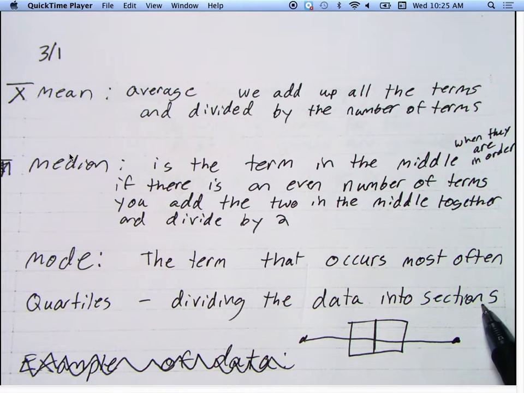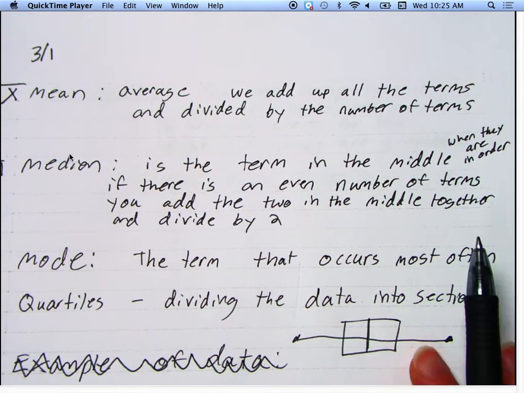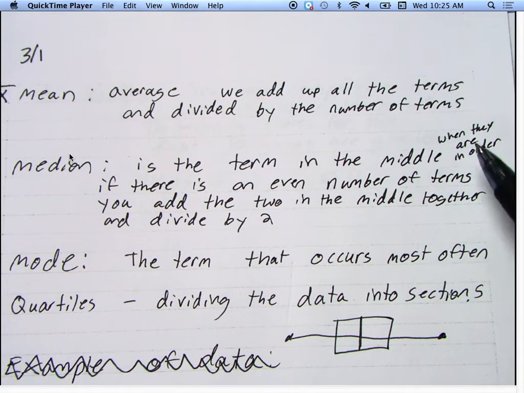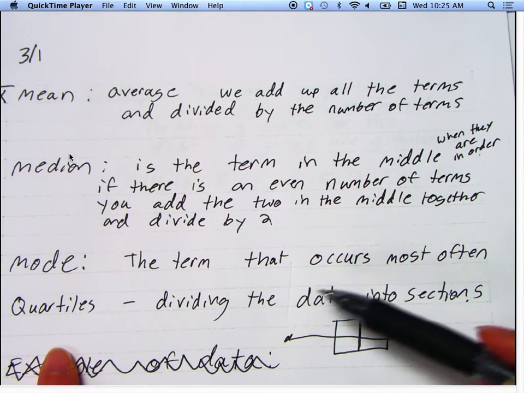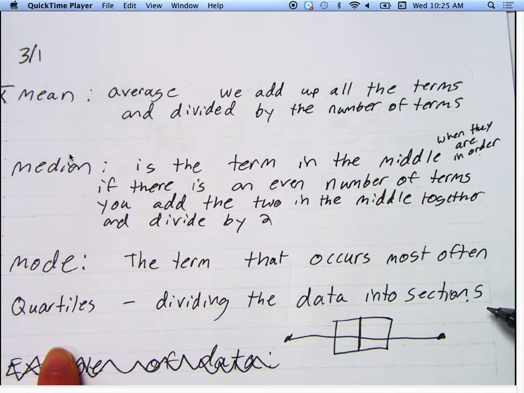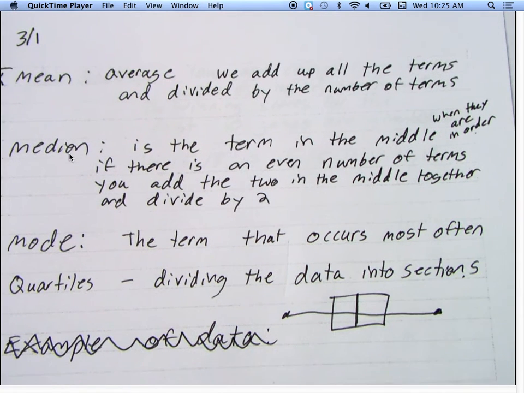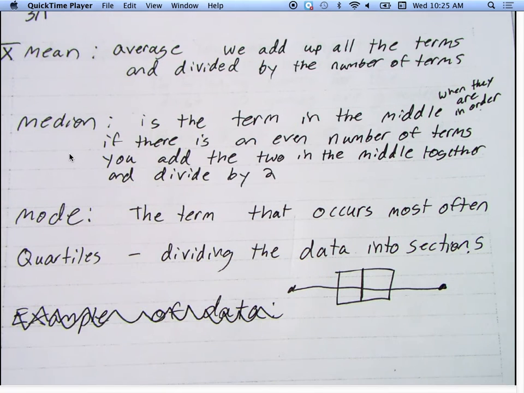Quartiles, mode, median. Quartiles: dividing the data into sections. This is not the appropriate time. Yes, to zoom in and take a picture of the notes, that is appropriate.